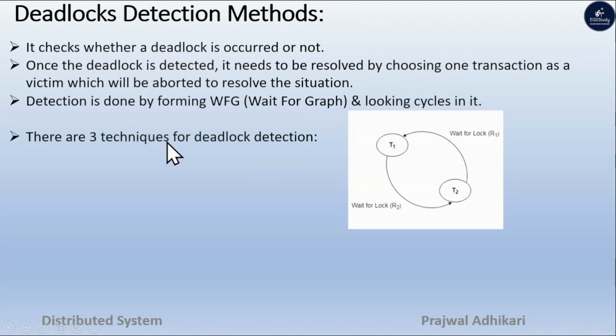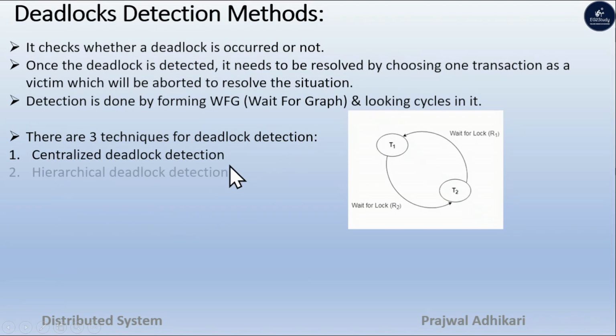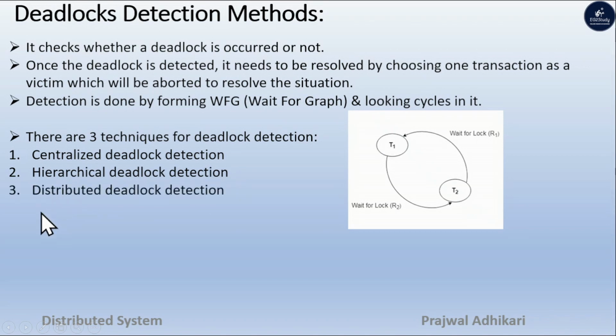There are 3 techniques for deadlock detection. They are centralized deadlock detection, hierarchical deadlock detection and distributed deadlock detection. We will study these deadlock detection techniques one by one.